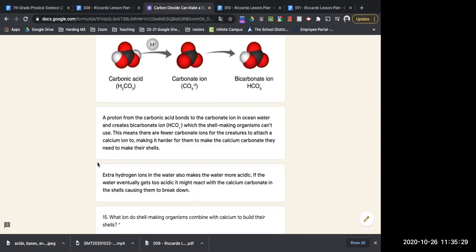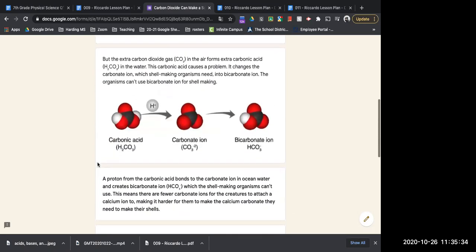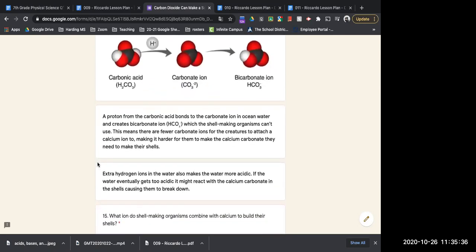This means there are fewer carbonate ions for the creatures to attach a calcium ion to, making it harder for them to make the calcium carbonate they need to make their shells.